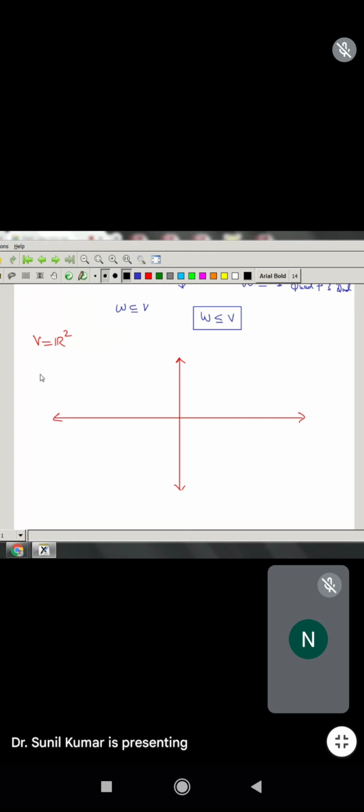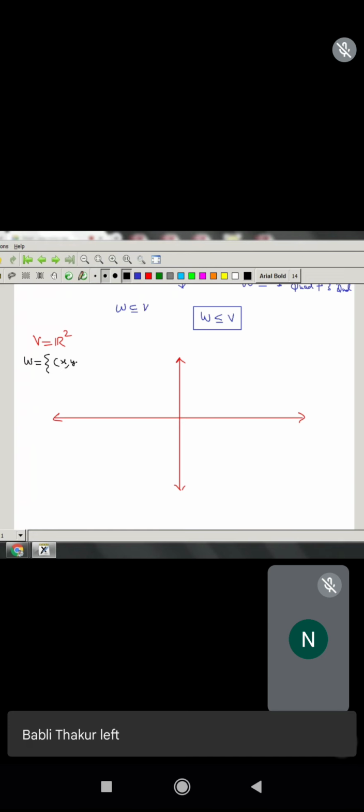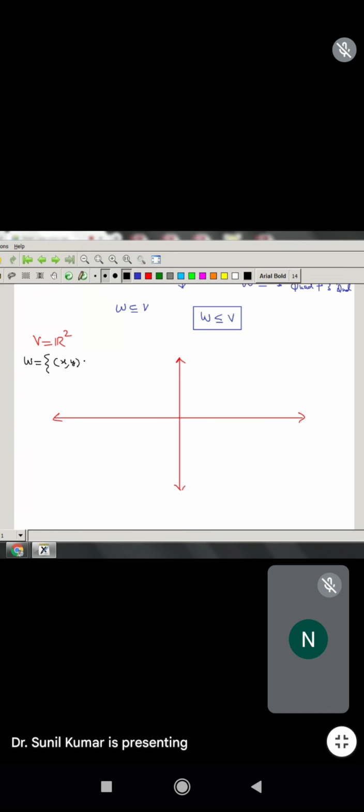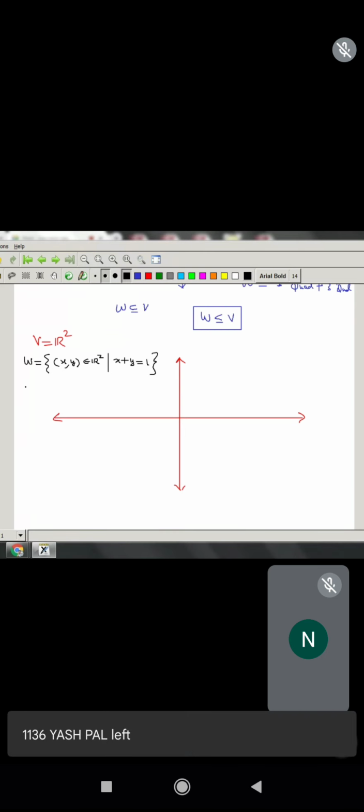Now I take W. W में (x, y) this belongs to R2 such that x plus y is equal to 1. x plus y क्या होना चाहिए? 1 होना चाहिए. Is W a subspace of V?